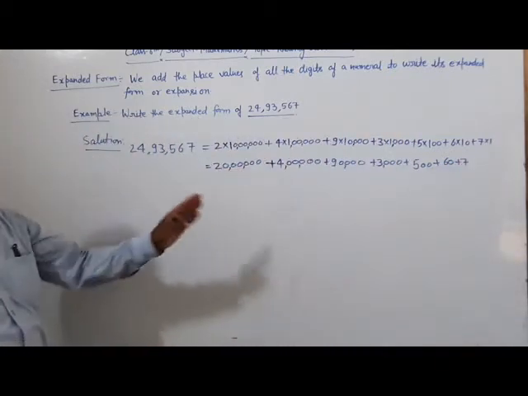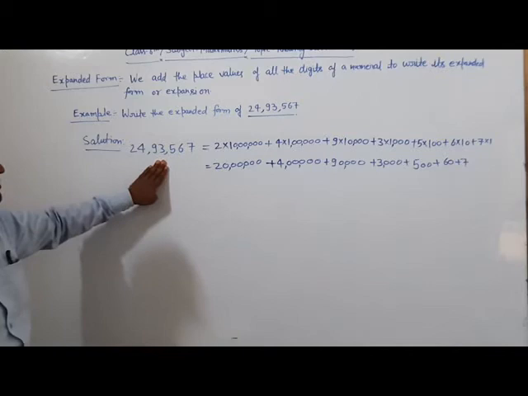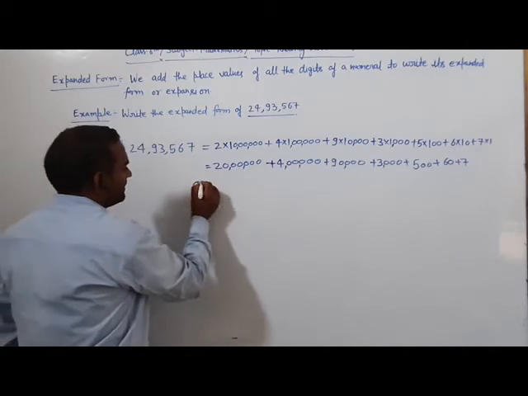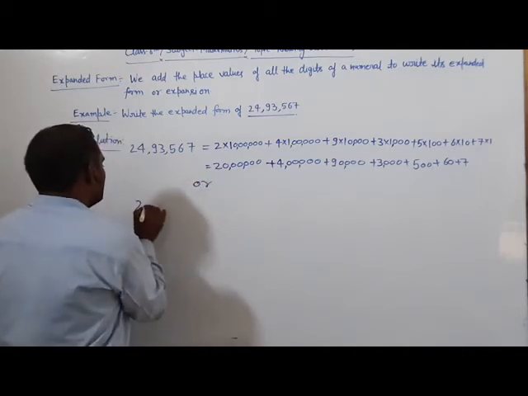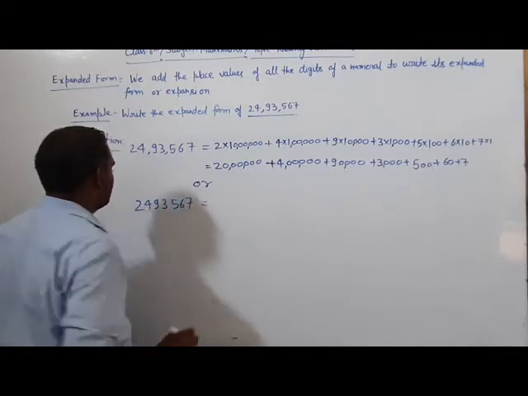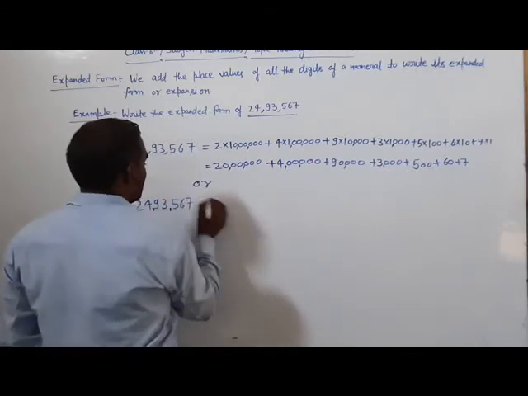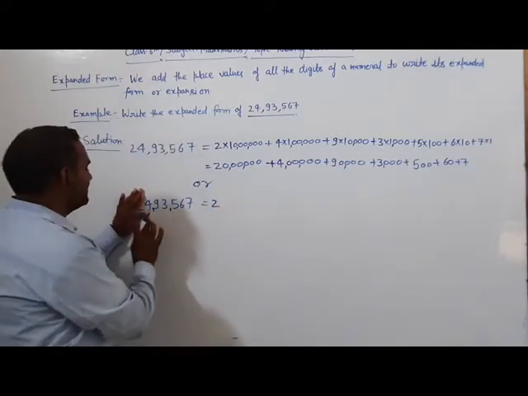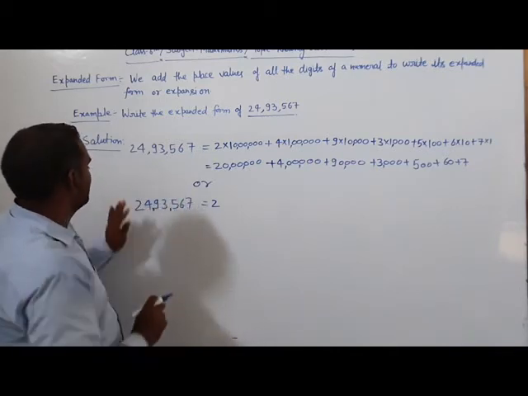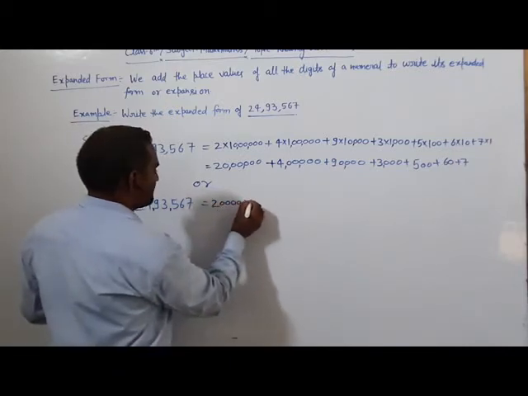This is the expanded form of 24,93,567. And you can write it in other ways too. 2493567 equals: write 2, after 2 how many digits? 1 2 3 4 5 6. After 2 write 6 zeros: 2000000.